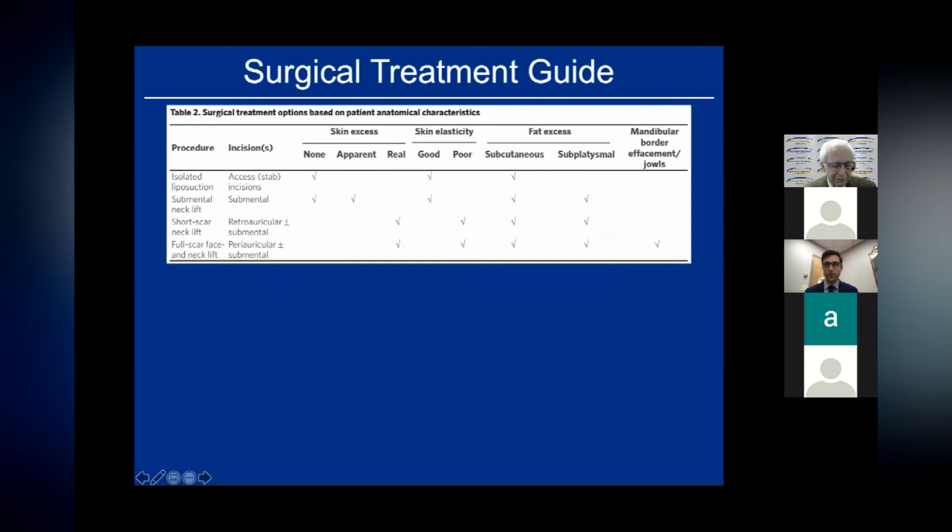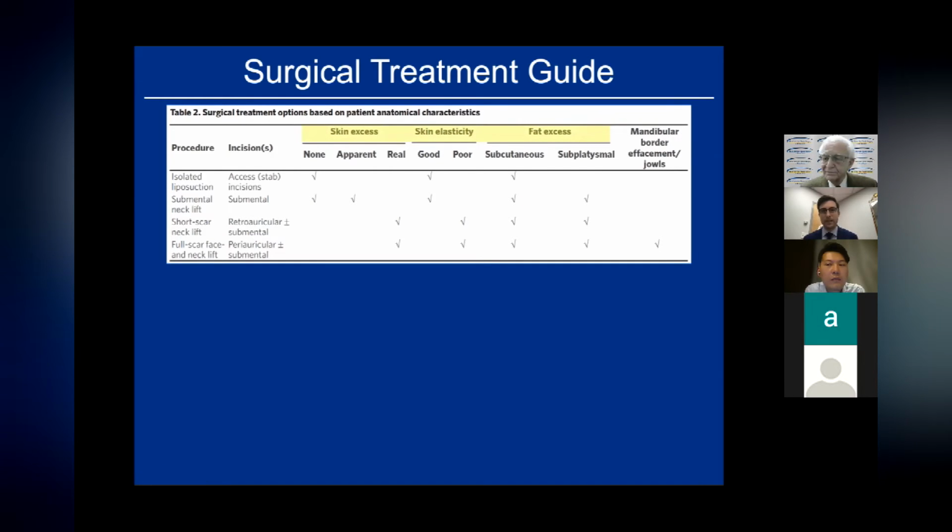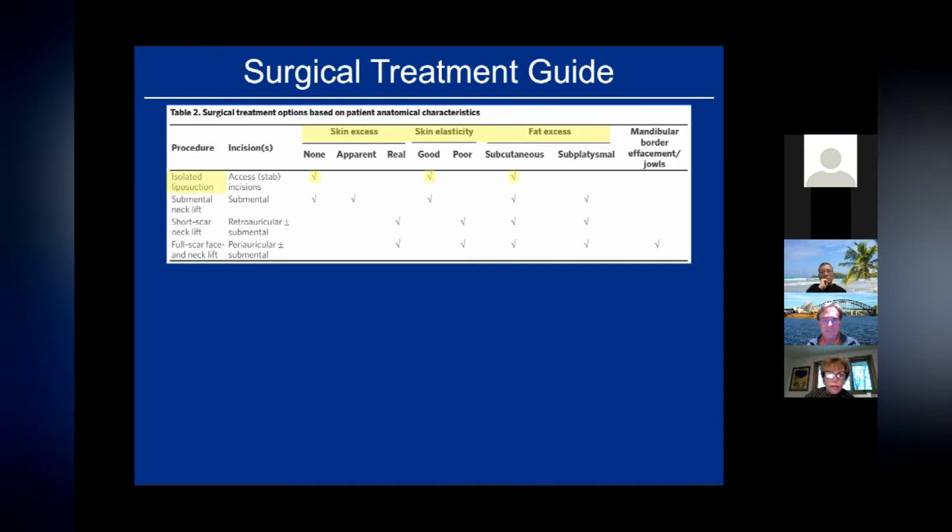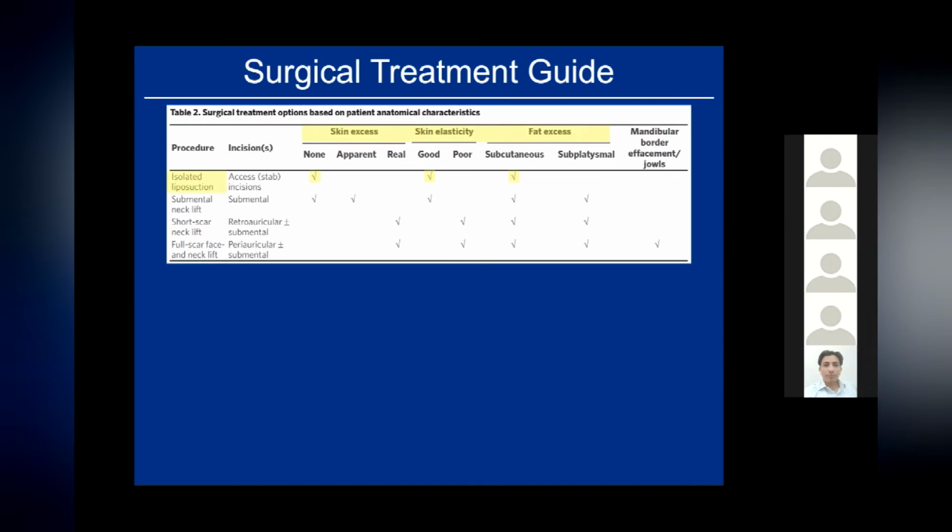So just to review, the parameters that we evaluate on every patient in thinking about the treatment that might be best for them include the skin excess, skin elasticity, and fat excess. In order for a patient to be a candidate for isolated liposuction, we would look for a patient who's generally young with good skin elasticity, no skin excess, and has the majority of their fat excess in the subcutaneous plane.